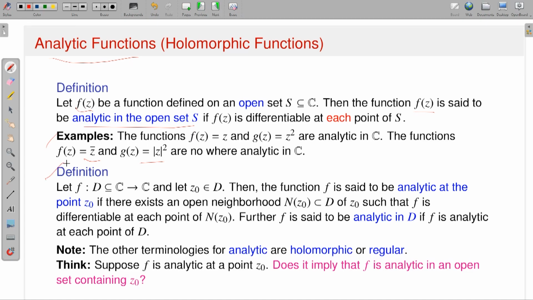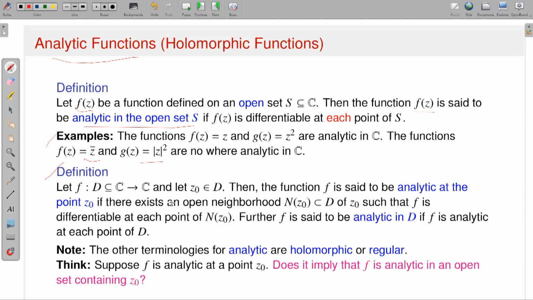And then I gave a definition: what is the meaning of analytic functions at a point? First I defined analytic functions on open sets. Then I am saying, start with a function f from some domain D, a subset of C, to C, take a point z naught in D. My function is analytic at z naught if there exists a neighborhood, an open neighborhood of z naught, and my function is analytic on that neighborhood. So though I am talking about analyticity at a point, actually I am talking about analyticity on an open neighborhood.